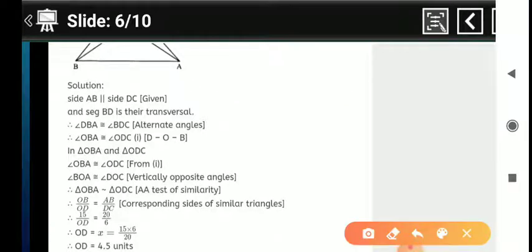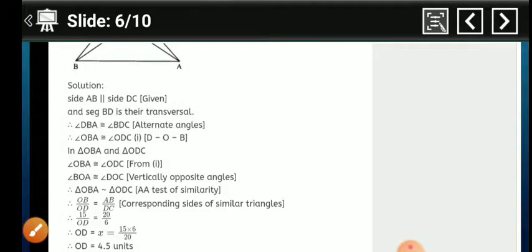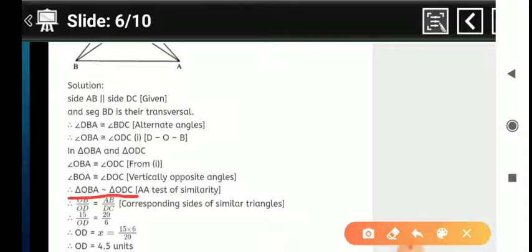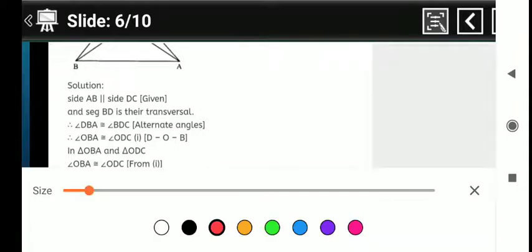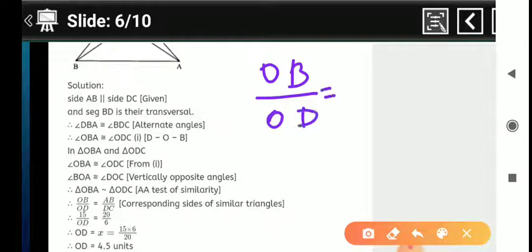Therefore triangle OBA is similar to triangle ODC by the test of similarity, because two pairs of angles are congruent. Now, if these two triangles are similar, then their sides are in proportion. Therefore we can take two sides in proportion: OB upon OD is equal to AB upon DC.